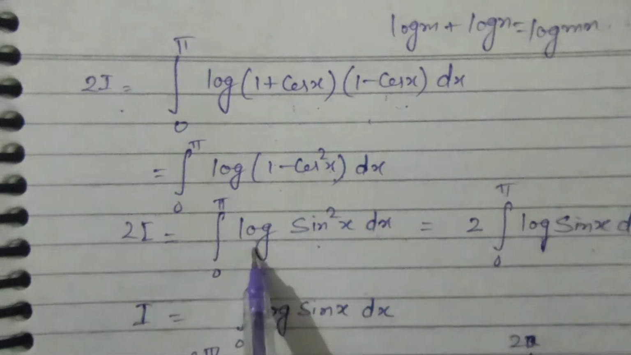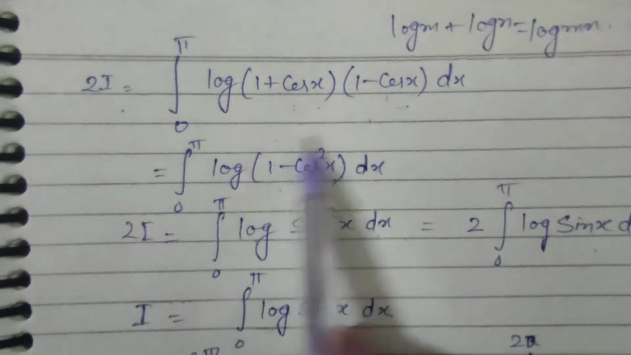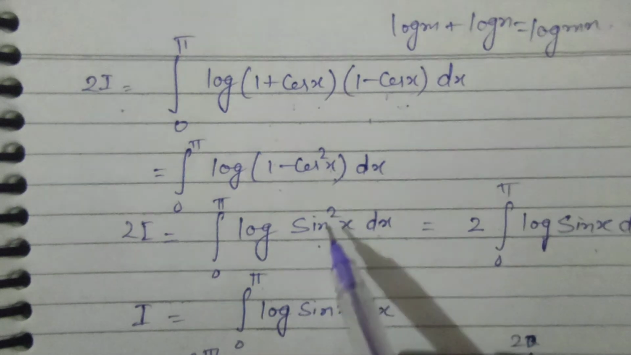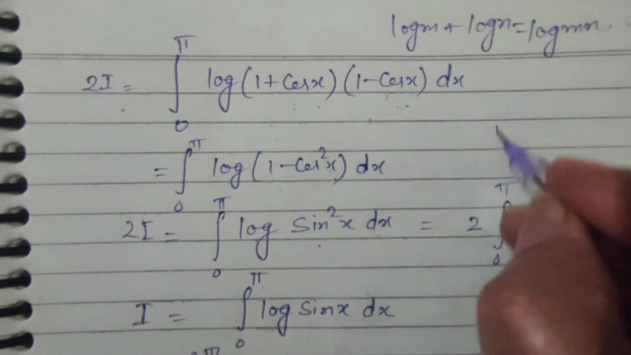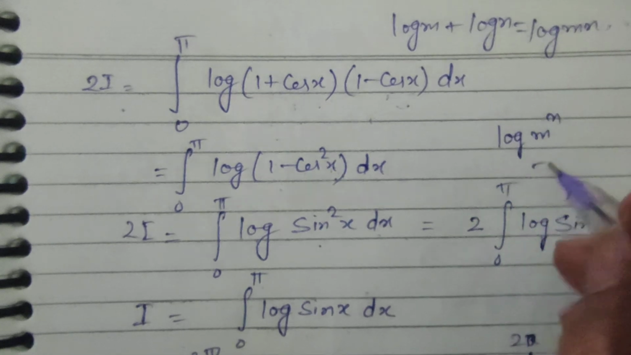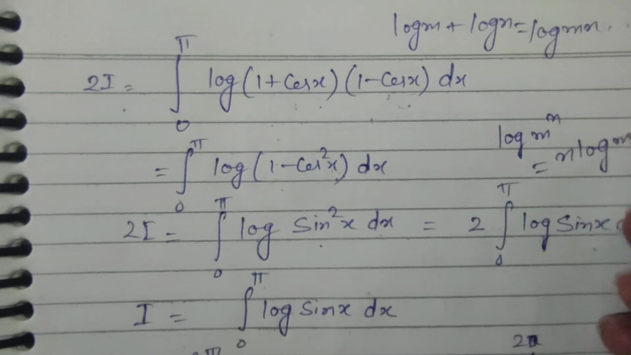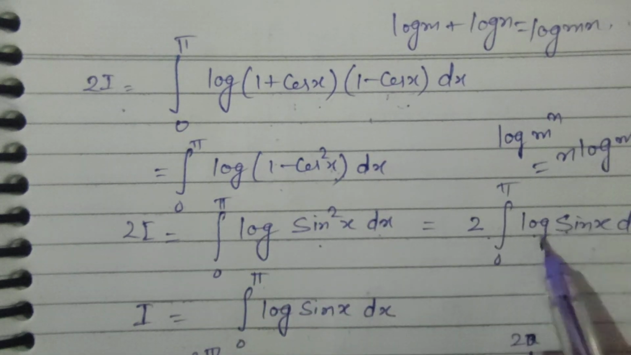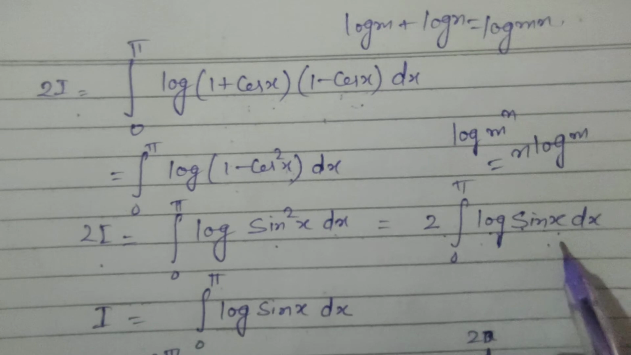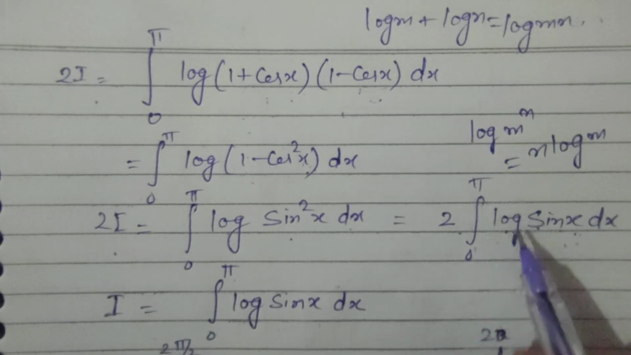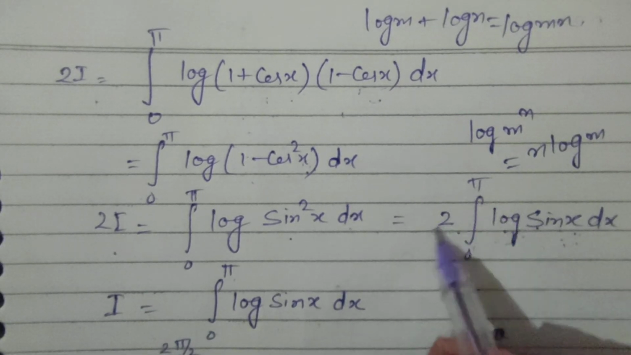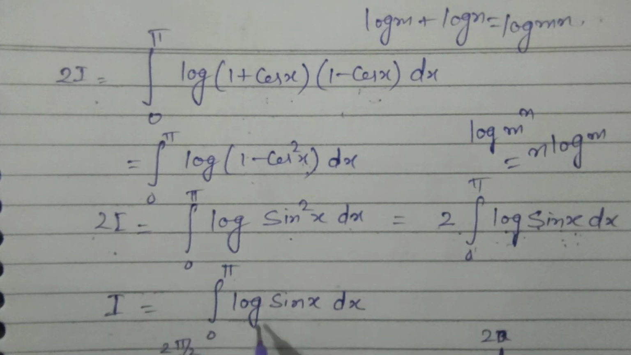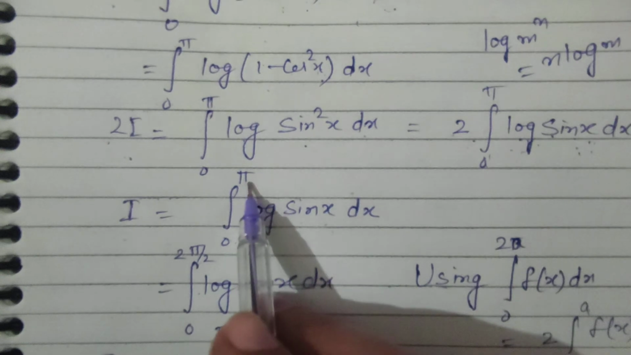This is log of 1 minus cos square x, which we can write as log of sin square x. Now it is log m square. You know what log m raised to power n is: n log m. So same here, it is whole power 2. The power will come in front, it is 2 log sin x. 2I is equal to 2 into log sin x. Integration of log sin x, limit is 0 to pi. 2 cancels with 2. 2I is equal to double of this, so I is equal to the integration of log sin x, limit is 0 to pi.